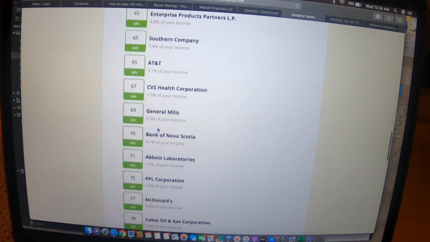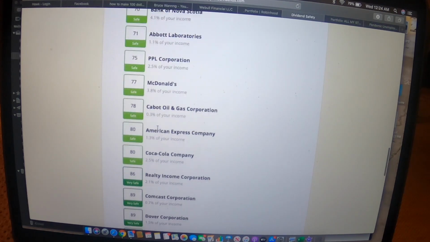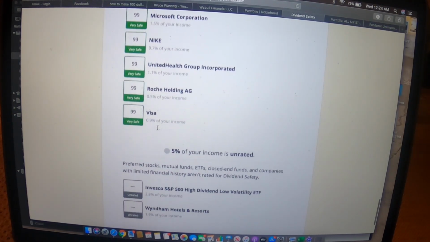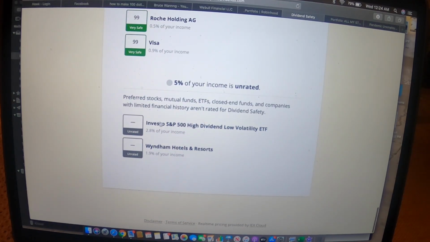What I notice is it's mostly the dividends that pay out a lot, and they've been paying their dividend for a long time. And then like this one, it doesn't show up on here because it's an ETF, so it doesn't really show.